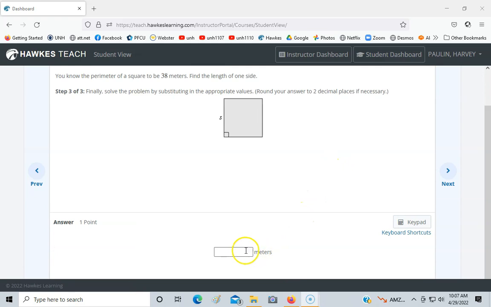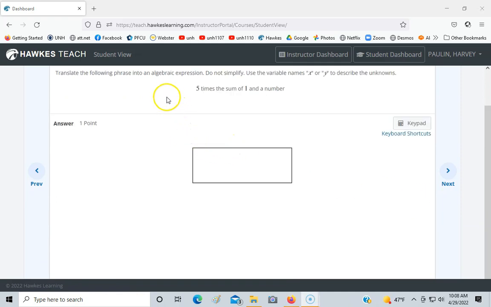And going down, there they're asking for the answer, 9.5. So just using my keyboard here, and I didn't get the period in there. Let's see here. There we go. And again, never hurts to check your work.